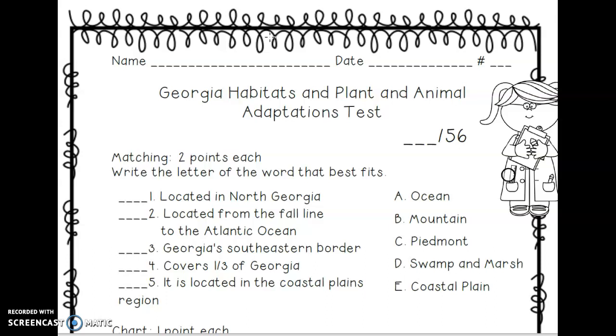And lastly, number 5, this habitat is located in the coastal plains region. Which habitat might that be? A, ocean, B, mountain, E, coastal plain, or D, swamp and marsh? If you said D, that's correct. So again, number 1 is B, number 2 is E, number 3 is A, number 4 is C, and number 5 is D.